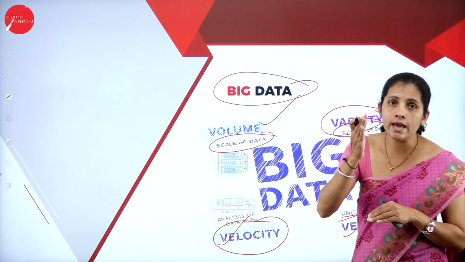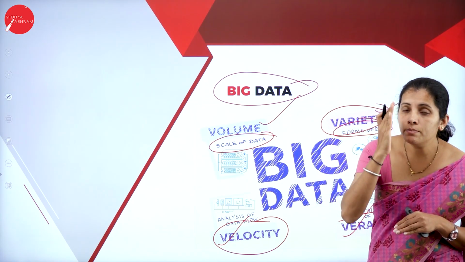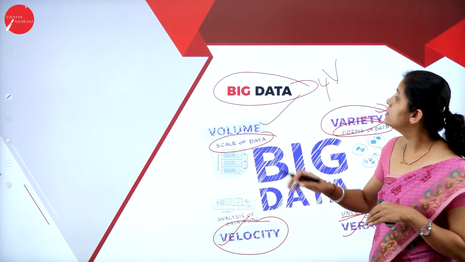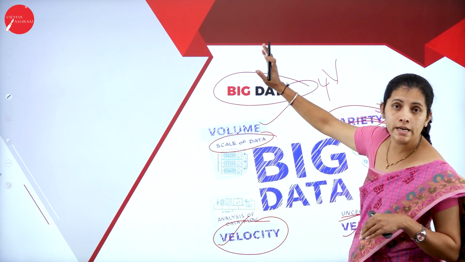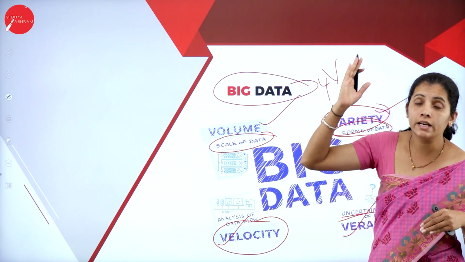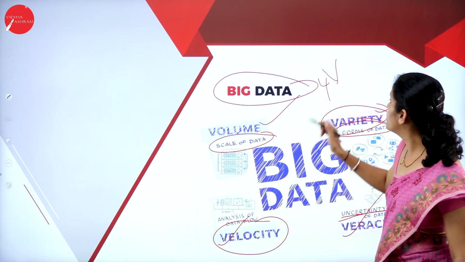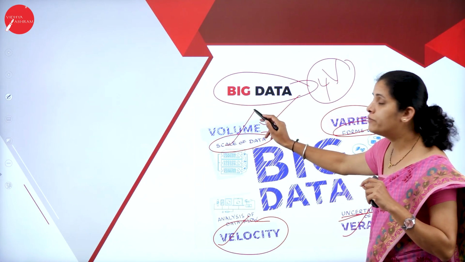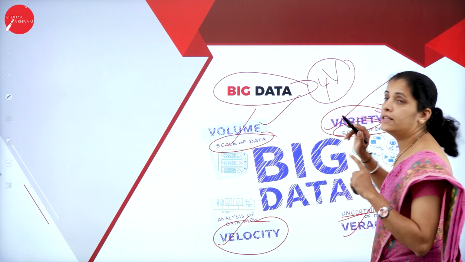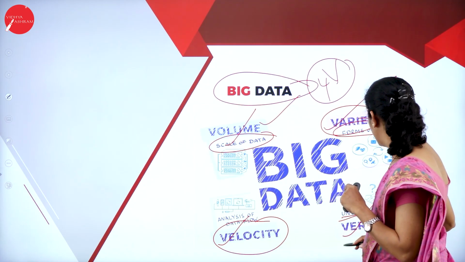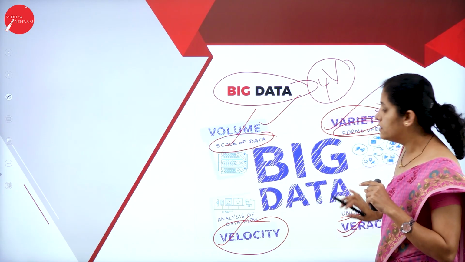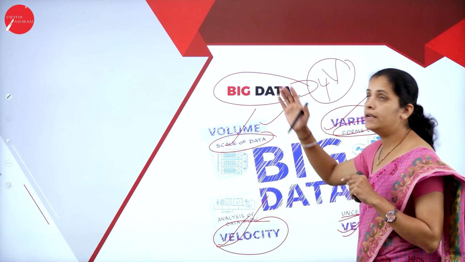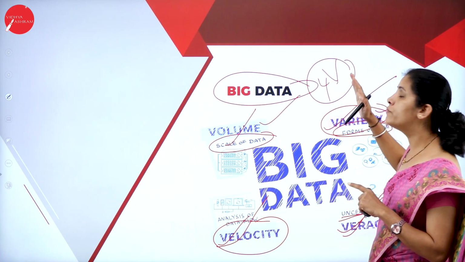So when I say it is big data, please remember that we are going to have 4 V's. The name itself indicates that it is big data. That means the volume of the data is large and high, and I'm going to have 4 V's. The first V is volume of data, then variety, that means different kinds of data, then veracity, then velocity. So when it is big data, I'm going to have 4 V's.